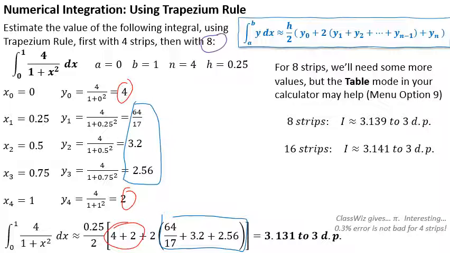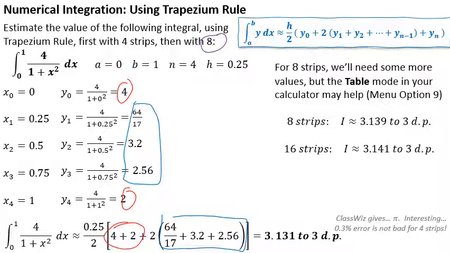If you use the table mode in your calculator, that's menu option 9, you can type in the function you want to apply along with information about the range of values you want to put in. So it'll give you a starting value, an ending value, and the increment. You'd use 0 and 1 and 0.25 or 0.125. And then the calculator will give you all the values in a table. You can then scroll through them one by one and perhaps save them. Depending on how many you've got, it might be quicker doing it like that. It might be a bit more tedious. But when you've got your values somewhere, you can add them together. You can combine them with the formula and get your result. We got 3.139 and 3.141 for 16 strips.